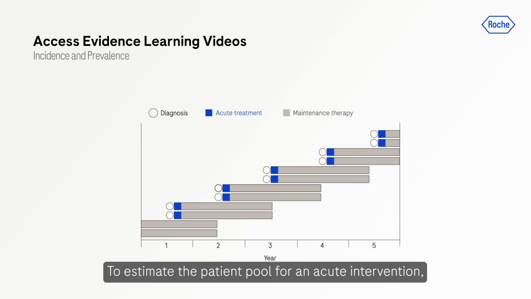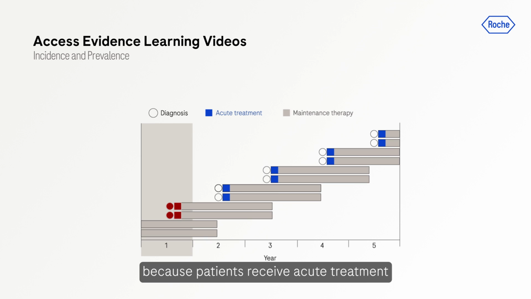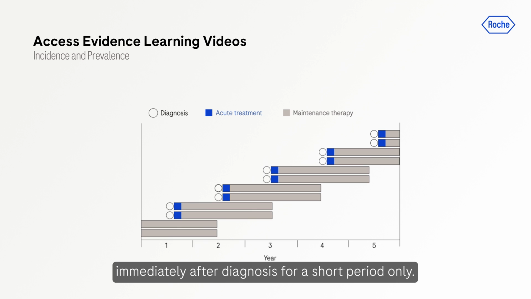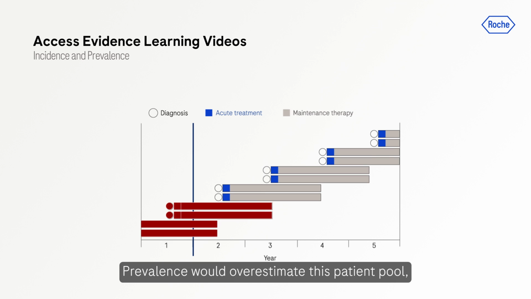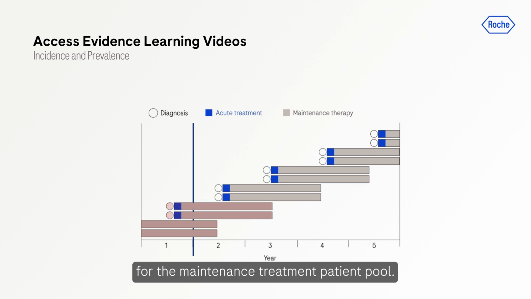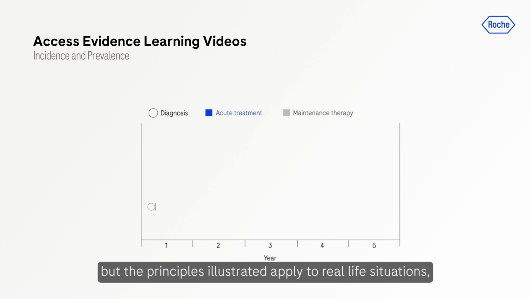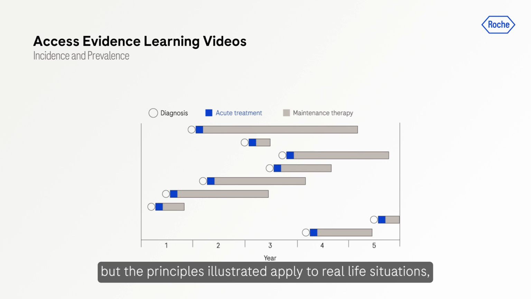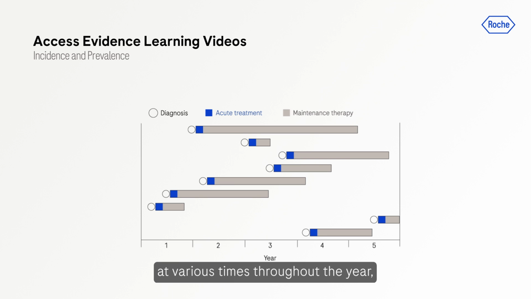To estimate the patient pool for an acute intervention, the disease incidence is the best approximation because patients receive acute treatment immediately after diagnosis for a short period only. Prevalence would overestimate this patient pool because patients need maintenance treatment rather than acute treatment most of the time. Conversely, prevalence is the best approximation for the maintenance treatment patient pool. Of course, this is a very simplified example, but the principles illustrated apply to real-life situations with large numbers of cases arising at various times throughout the year and lasting for various lengths of time.